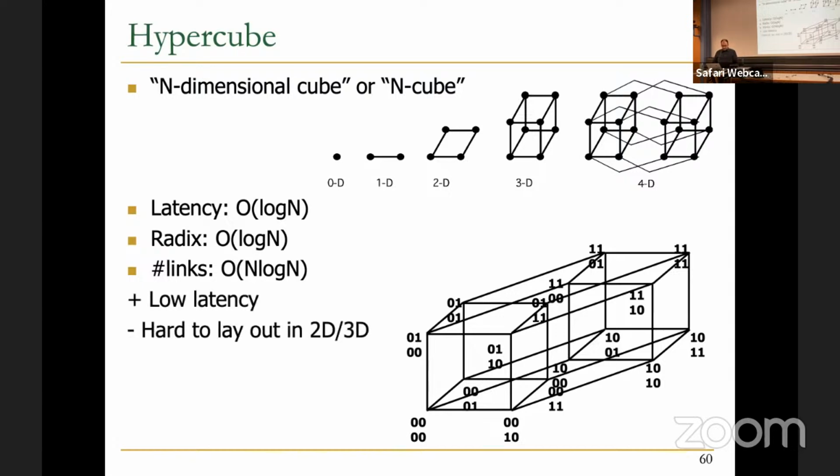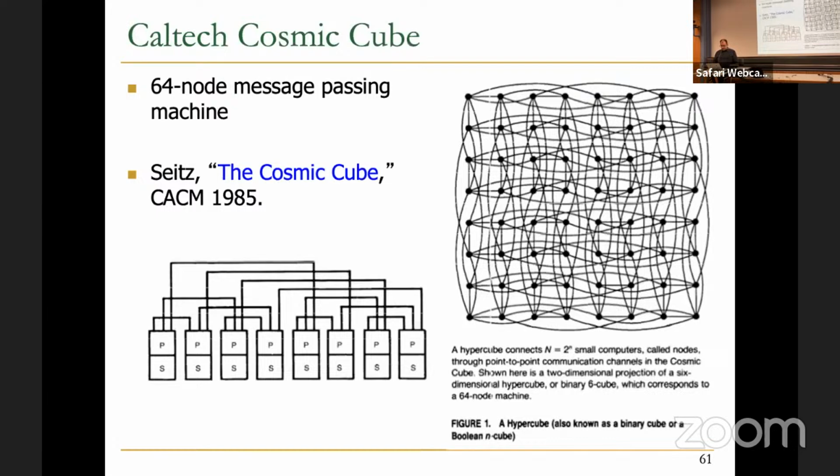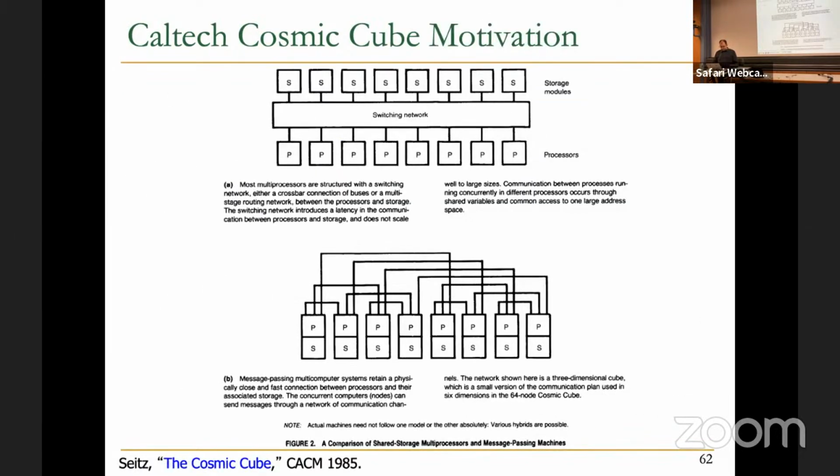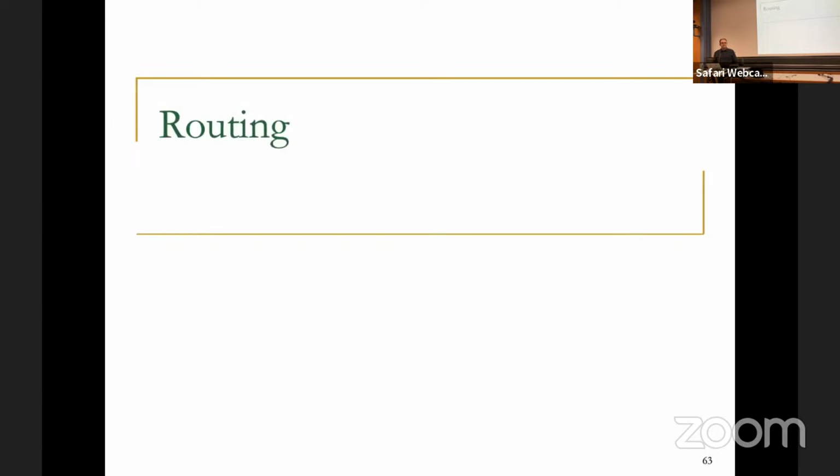So it has low latency, but is hard to lay out in 2D. This is a Cosmic Cube, which was used in one of the supercomputers back then. You can see how they connect 64 nodes. Essentially, they need to use a 6-dimension hypercube. Okay. Question.